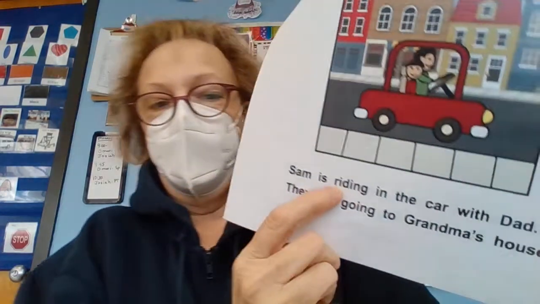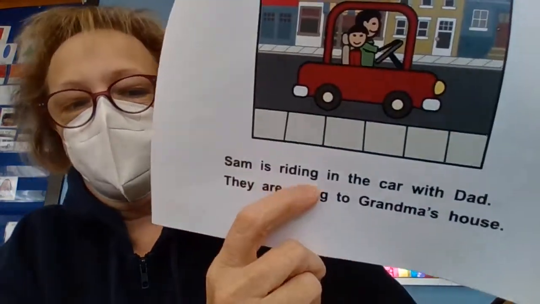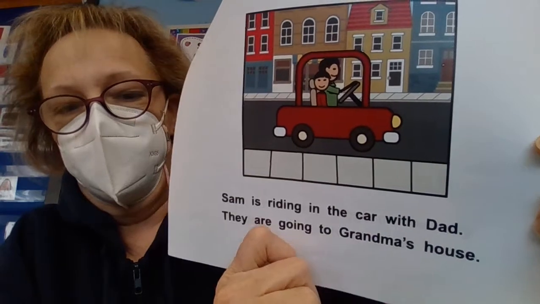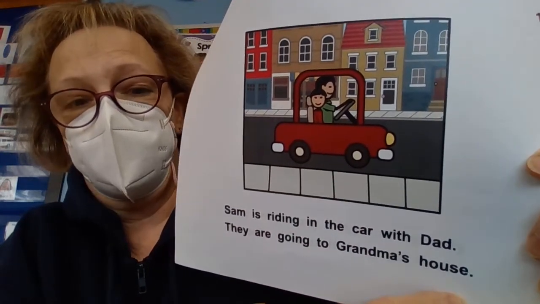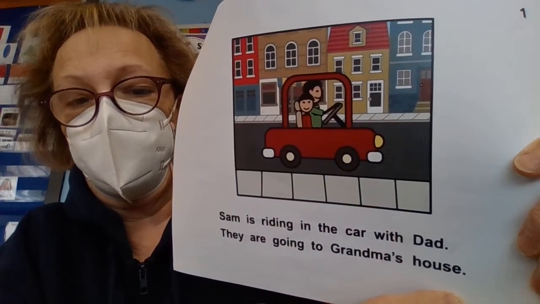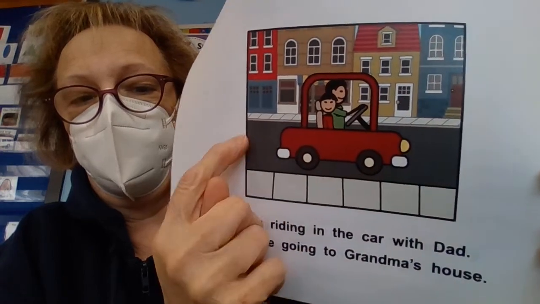You ready? Riding with Dad. Remember Sam? Sam is riding in the car with Dad. They're going to Grandma's house. That's the place they're going to, Grandma's house. And they're on the road. Sounds like fun.